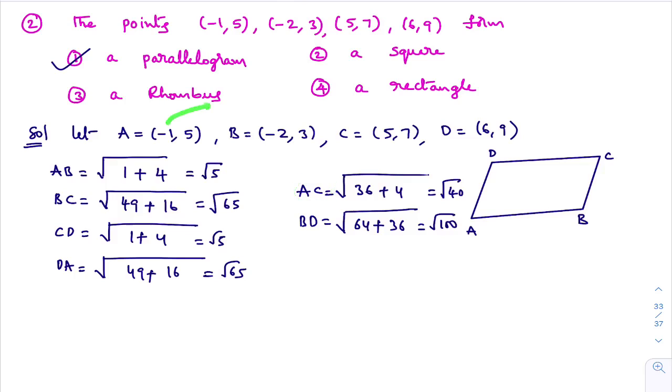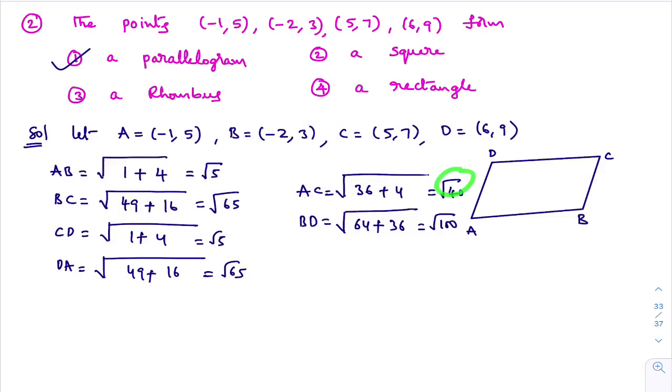See here AC, minus 1 minus 5 whole square, that is 36, plus 5 minus 7, that is minus 2. Minus 2 whole square is 4. So AC is root 40. BD, minus 2 minus 6, that is minus 8. Minus 8 whole square is 64, plus 3 minus 9, that is minus 6. Minus 6 whole square is 36. So 64 plus 36 is root 100.